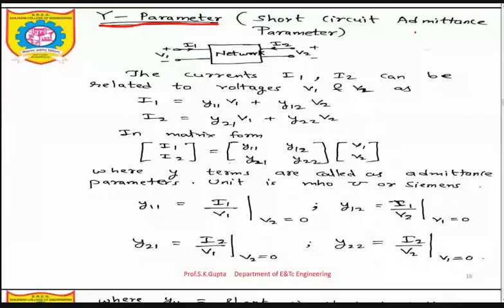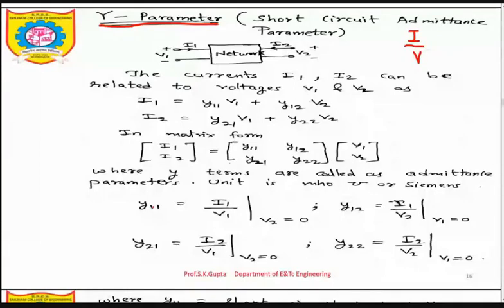So this Y parameter is also called the short circuit admittance parameter. In competitive exams, instead of asking for the Y parameter, they use the words short circuit admittance parameter. Now, what is the meaning of admittance? Admittance is nothing but current upon voltage.